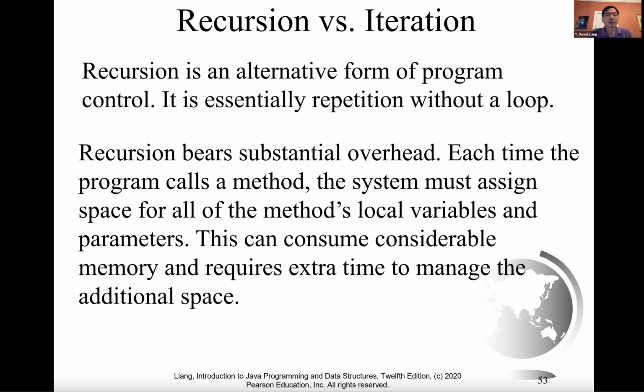Recursion bears substantial overhead. Each time the program calls a method, the system must assign space for all the method's local variables and parameters. This can consume considerable memory and requires extra time to manage the additional space.